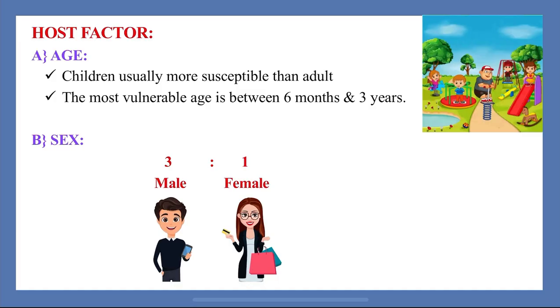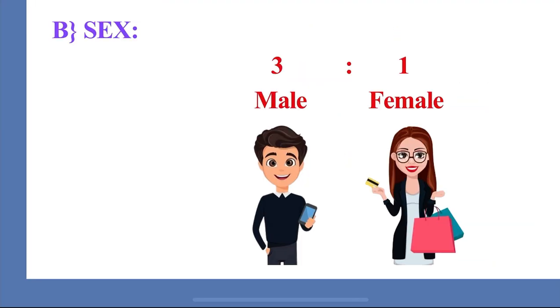Children are mostly affected, especially the infants. 50% of cases are reported in infancy, and the vulnerable age group is 6 months to 3 years. Moving further to sex. Sex differences have been noted in the ratio of 3 males to 1 female. So you can see 3 males can be affected to 1 female.